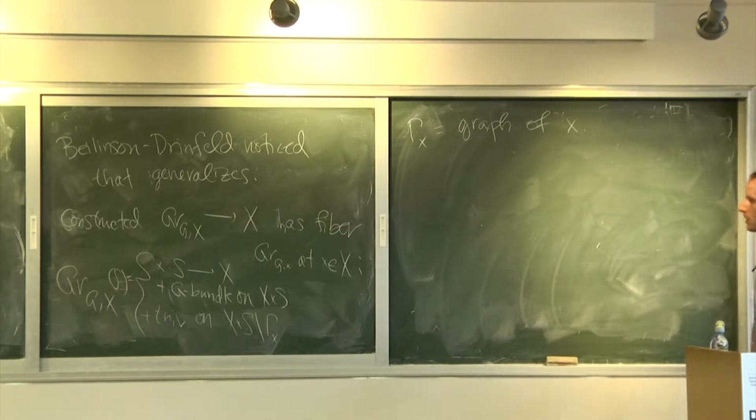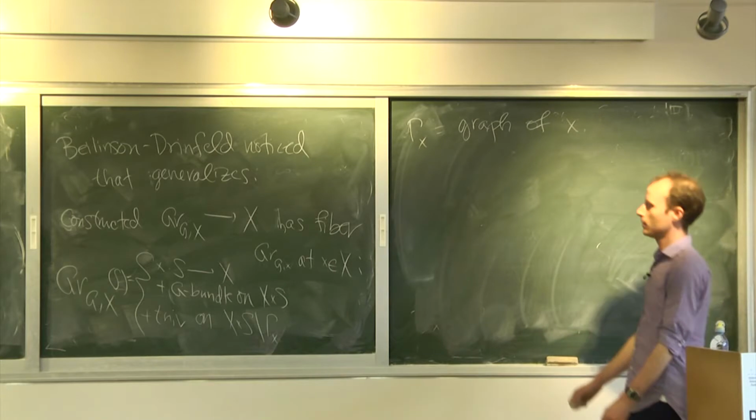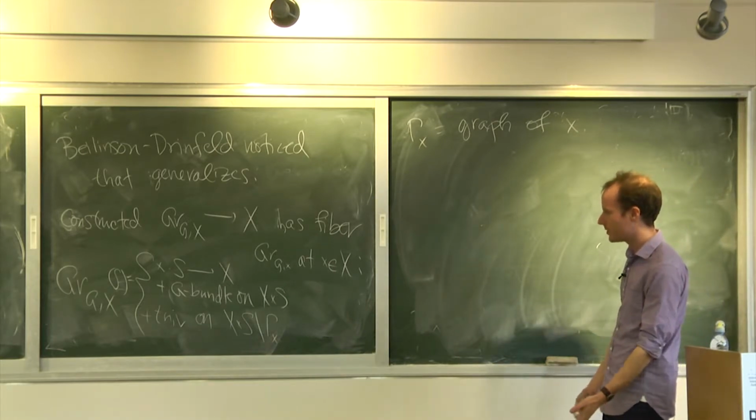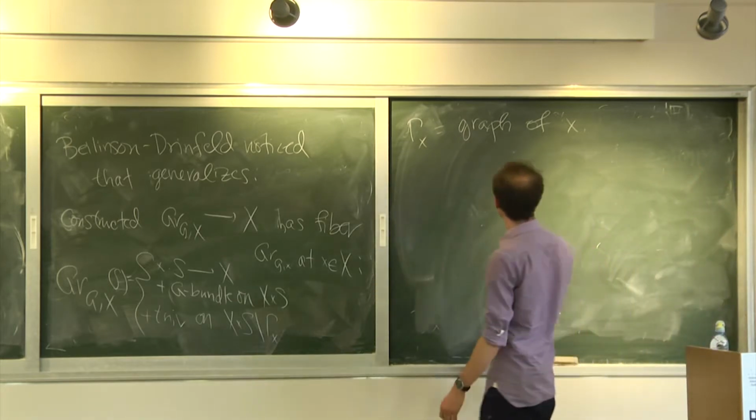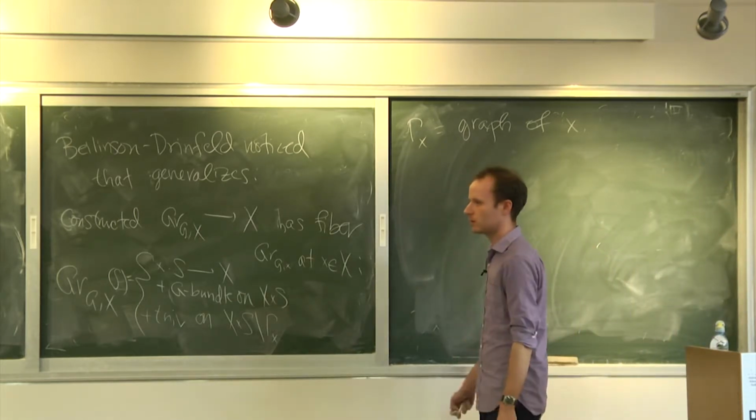OK, so that was their first observation, that this affine Grassmannian can be made to move continuously over the entire curve. And already it's a nice feature that you couldn't do in number theory, because you can't move primes.